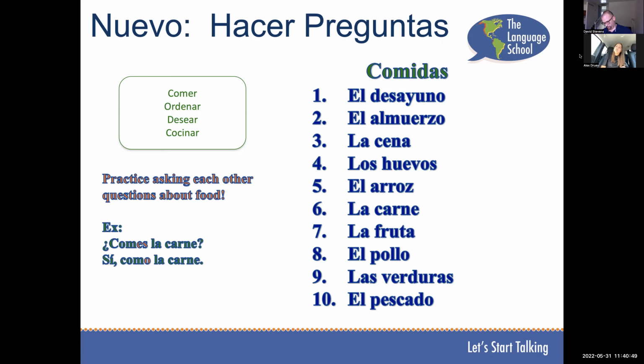¿Qué significa verduras? Verduras, vegetables. ¿Comes las verduras? Sí, como las verduras. ¿Cocinas el pescado? Sí, cocino el pescado. Pescado is fish. Okay, good. You're doing great. Muy bien.